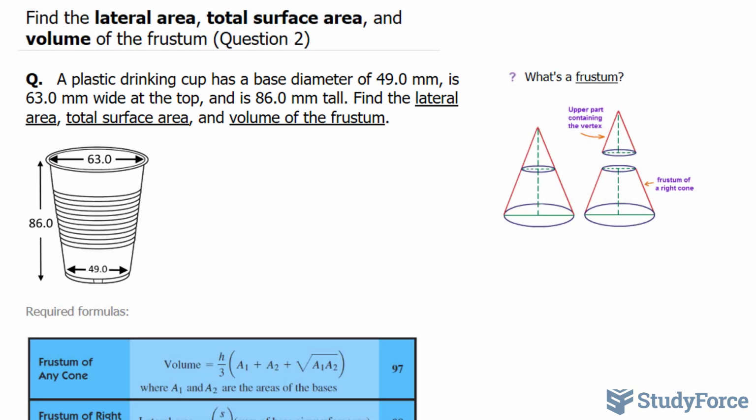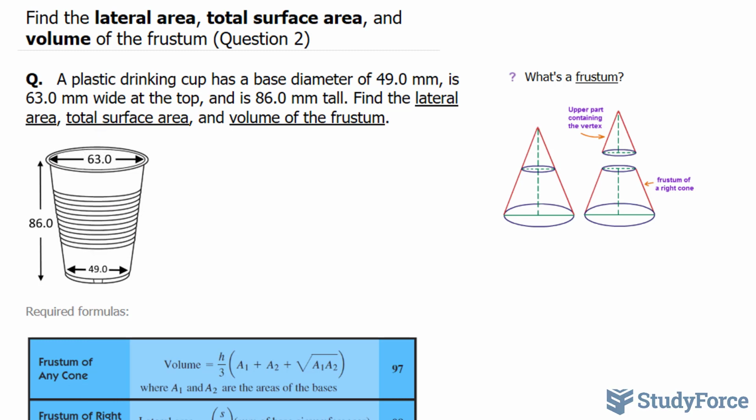Before I begin answering this question, I want to discuss what a frustum is. Picture a cone like this, or even a pyramid with its top cut off. What's remaining, this part, is known as a frustum. If you look at the diagram to your left, you'll notice that if we were to extend these two lines, you would end up with an upside down cone. So technically, this cup is a frustum.